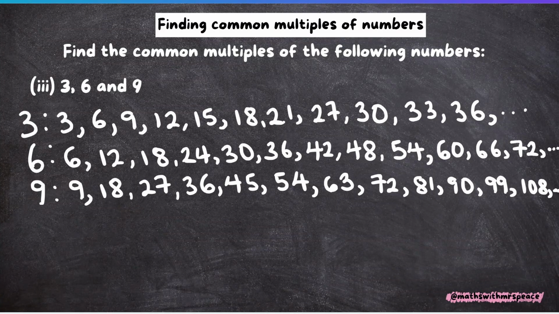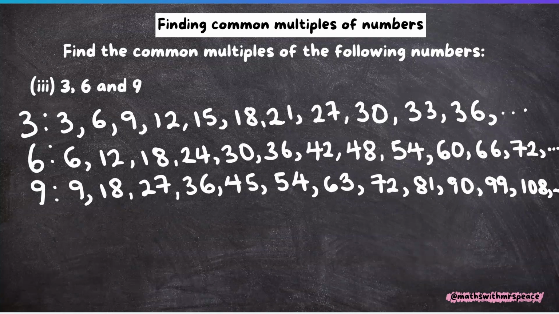We've listed them. And now we're going to identify the common multiples between the three numbers. You have to be very careful when dealing with common multiples of three numbers because, for example, look at 12. 12 is a multiple of 3 and 12 is a multiple of 6. But 12 is not a multiple of 9. Therefore, we cannot underline or circle 12 here as a common multiple.